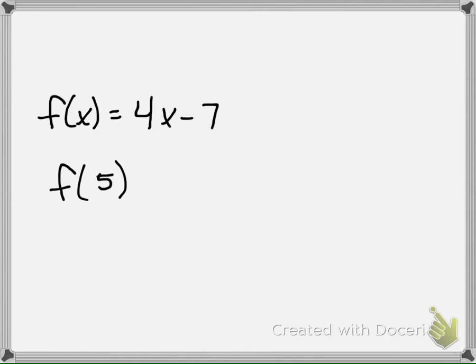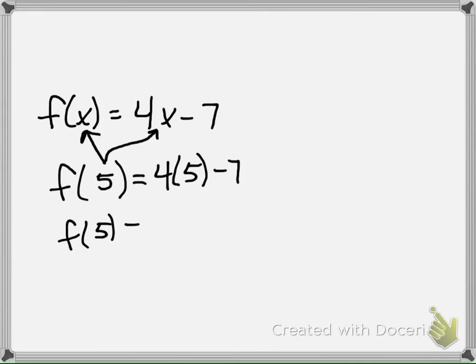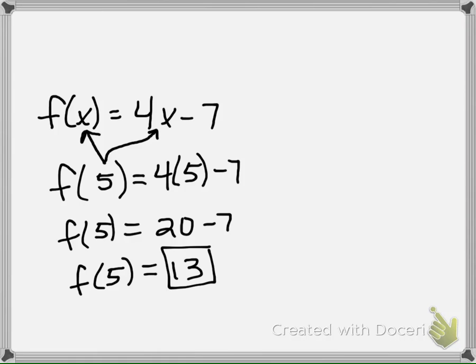So, to do this, you notice that the 5 is right where the x was. So I'm going to take that 5 and put it right where the other x is. And I get the other side of the equation. 4 times 5 minus 7. So that lets me know that f of 5 equals 4 times 5 is 20 minus 7. So f of 5 equals 13. And 13 is my answer.